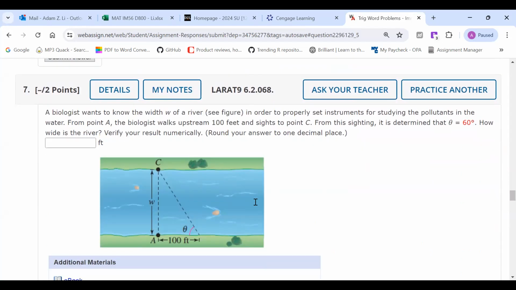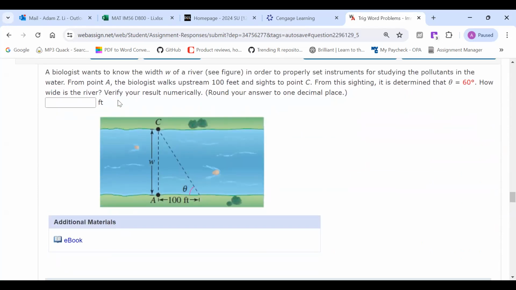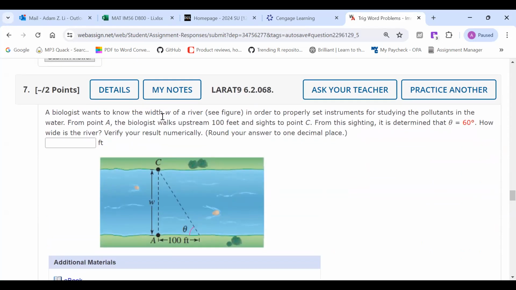And let's see, question 7, we're going to do one more, right? A biologist wants to know the width of the river. This is the width of the river. Given that this is 100 feet from point C, this is 100 feet down below, theta equal to 60 degrees. So you want to find out how wide the river is.